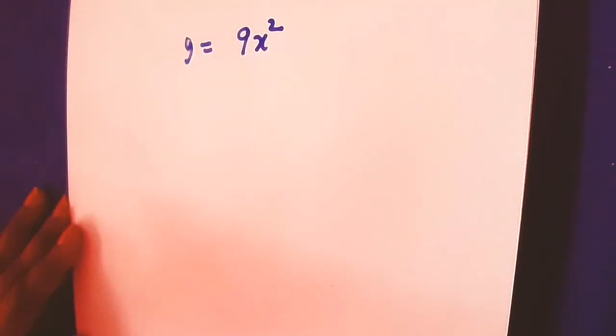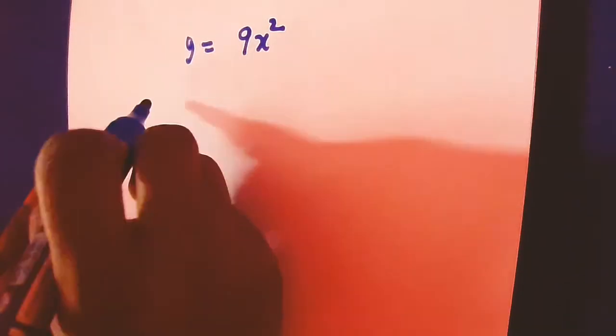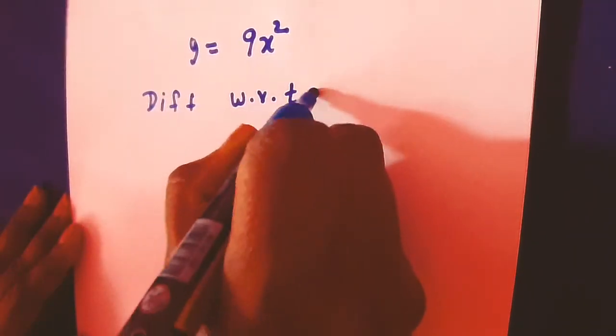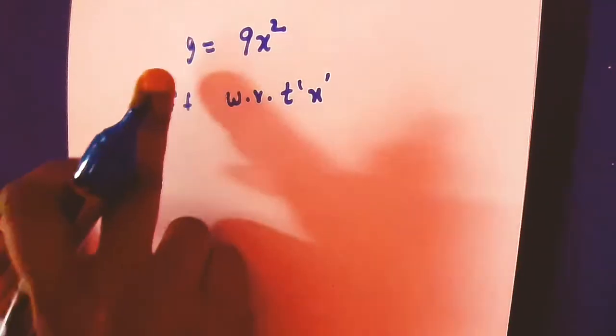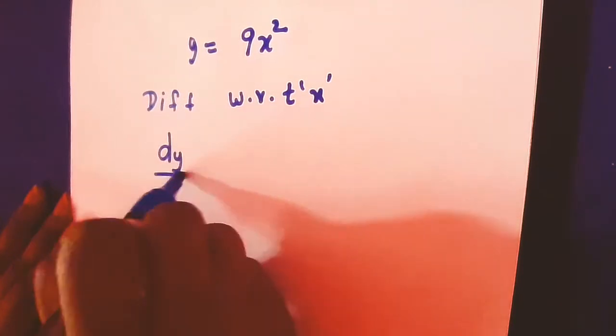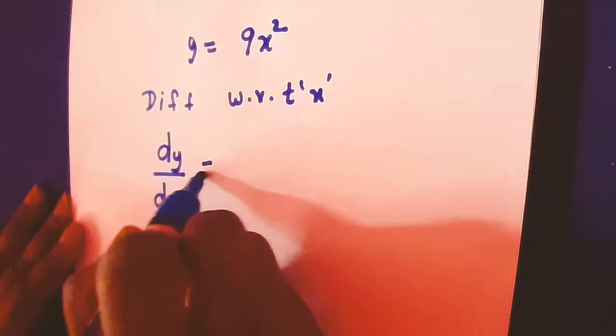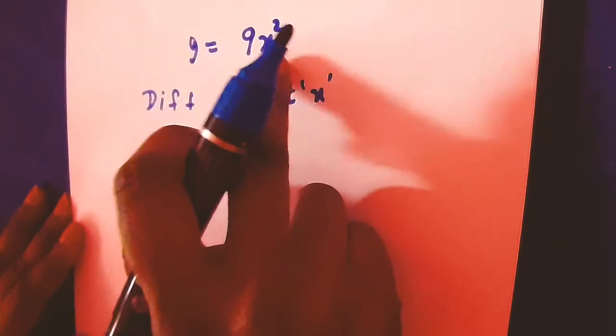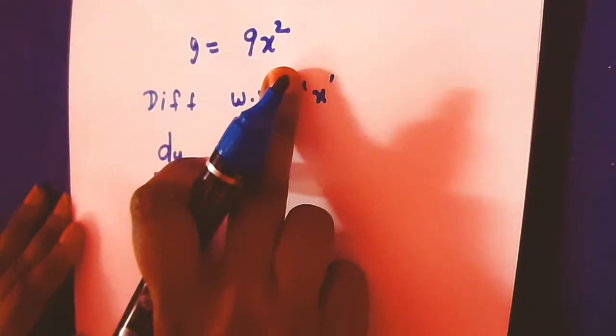Suppose, for example, you have y is equal to 9x square. You are going to differentiate y is equal to 9x square with respect to x. What is the differentiation of y with respect to x? dy by dx. Very good. Now we are going to differentiate 9x square. Here we are going to apply the first rule.